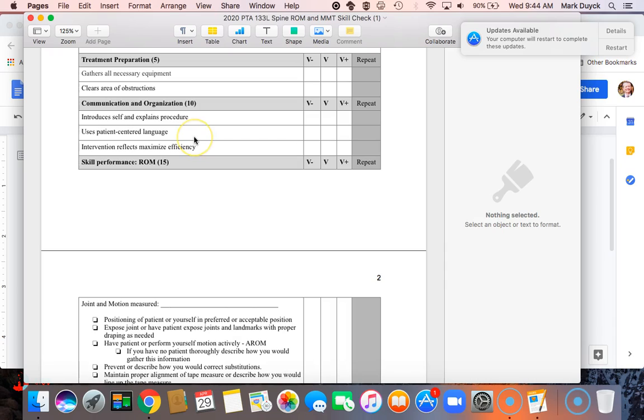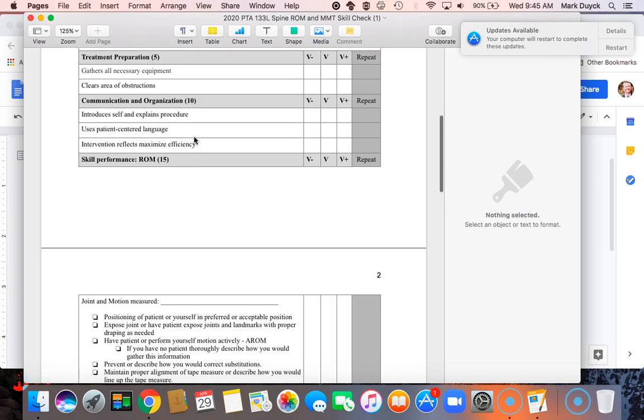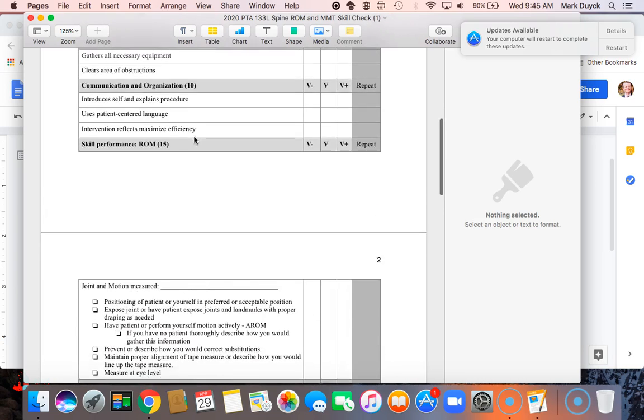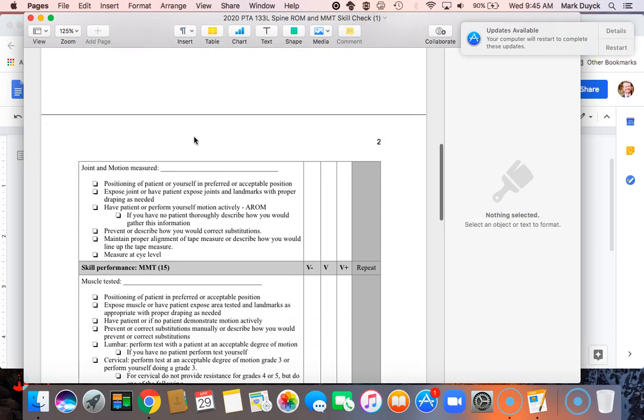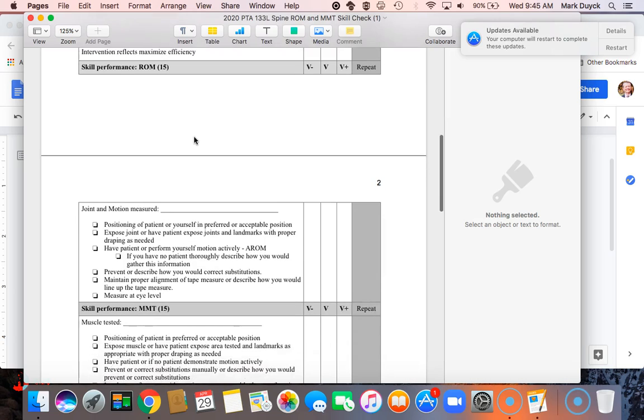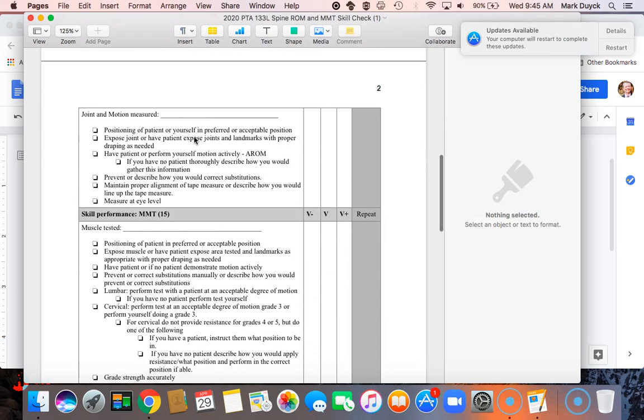And communication, that's the same, right? You're going to use patient-centered language. That's important as you're explaining your procedure. Efficient use of time. This shouldn't take long. You're only doing one MMT and one range of motion. So this is a range of motion section worth 15 points, similar to what you were doing with the knee, the hip and ankle.